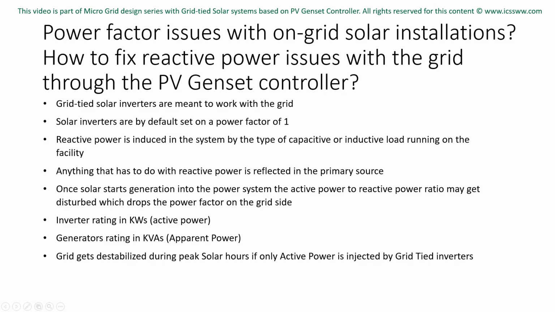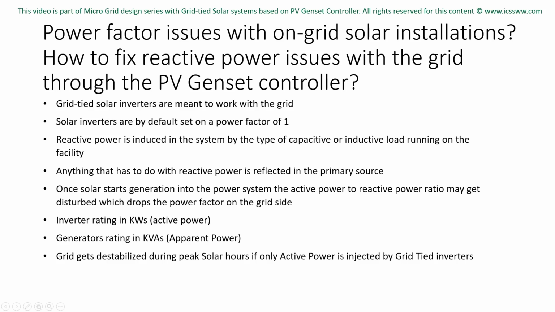Grid-tied solar inverters are meant to work with the grid. Solar inverters are by default set on a power factor of 1. With unity power factor, the inverter does not generate or consume reactive power in the power system. Reactive power is induced in the system by the type of capacitive or inductive load running on the facility. As a result, anything that has to do with reactive power is reflected on the primary source. Once solar starts generation into the power system, the active power to reactive power ratio may get disturbed, which drops the power factor on the grid side.